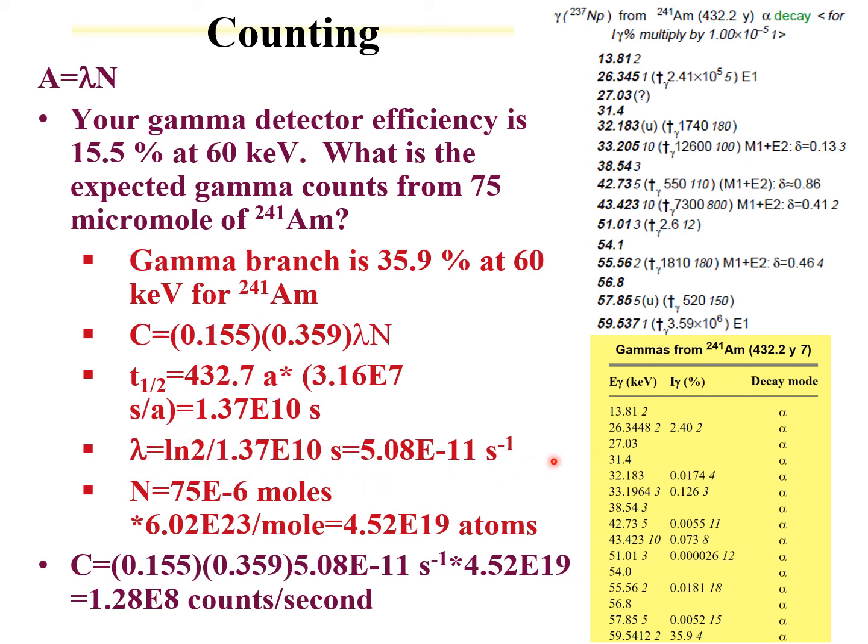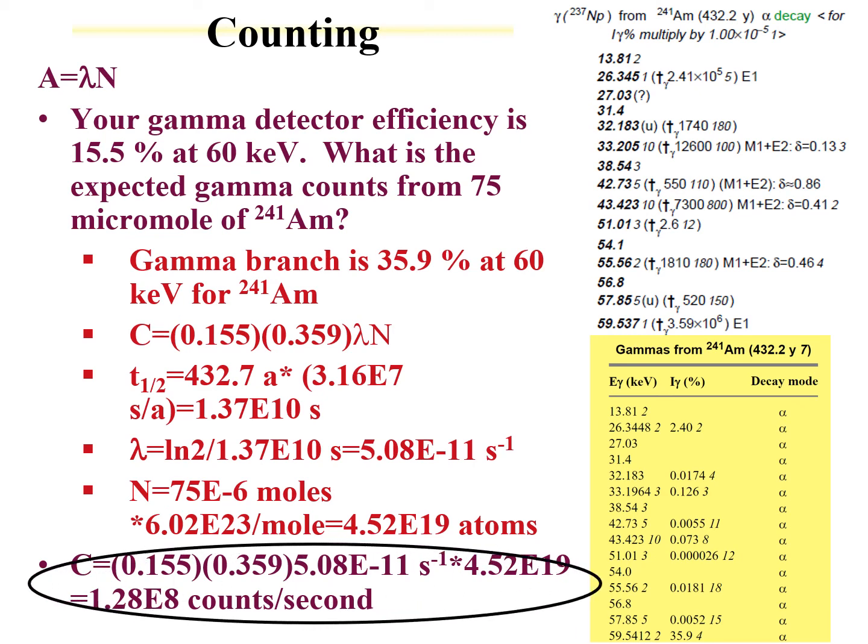So I want to find N. I tell you that there's 75 micromoles of the americium. It tells you how many atoms of americium are present. So activity equals lambda N, right, which is this term. Then I still need to multiply it by the gamma branching and then the detector efficiency. So activity equals lambda N times the gamma branching ratio times the detector efficiency. But if I put this sample in, I would expect to have 1.3 times 10 to the 8th counts per second. That's way too many counts.